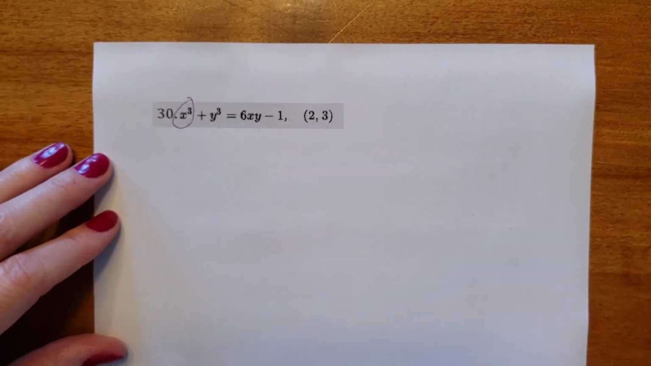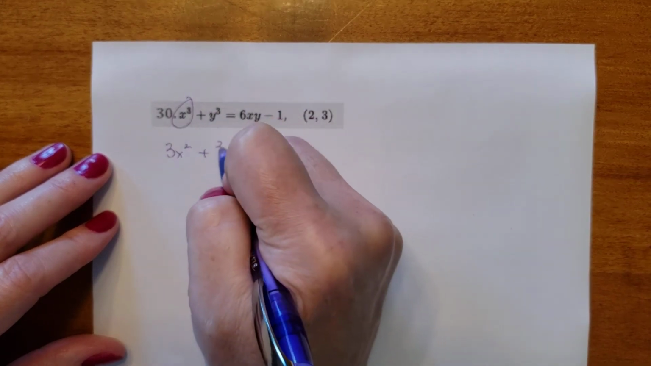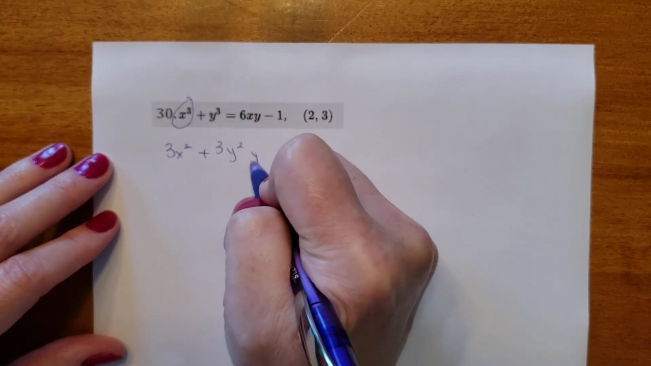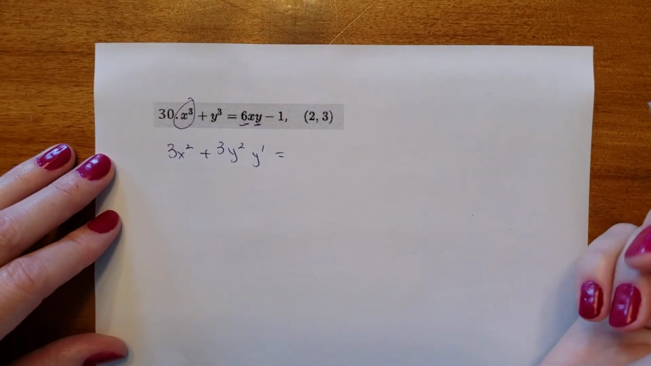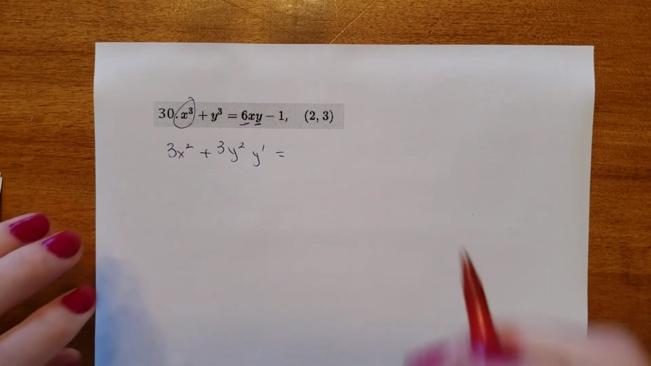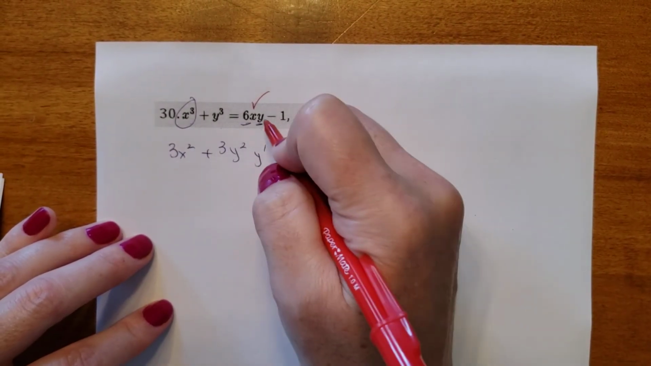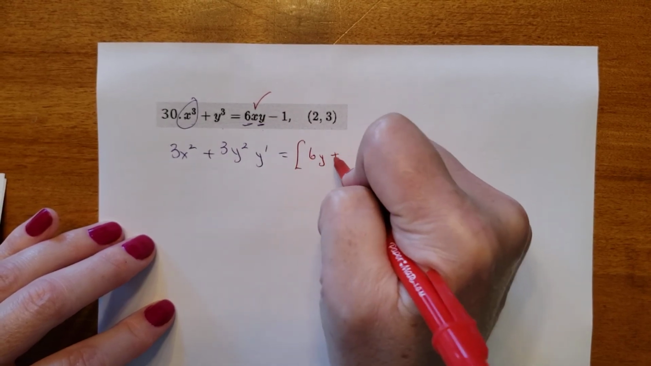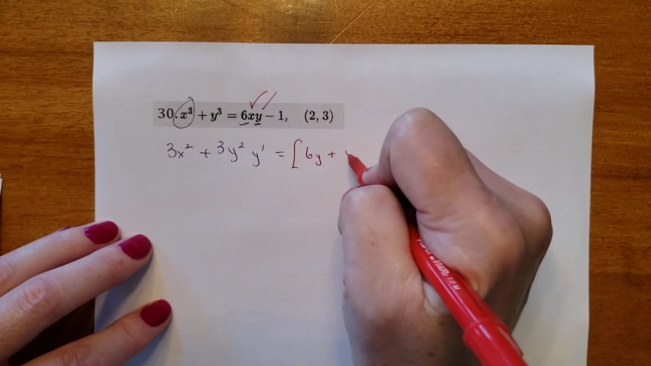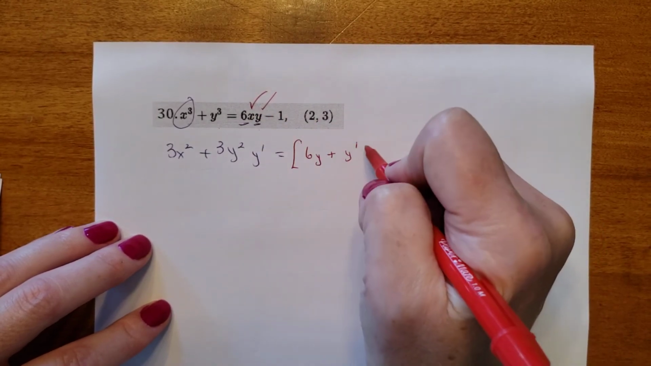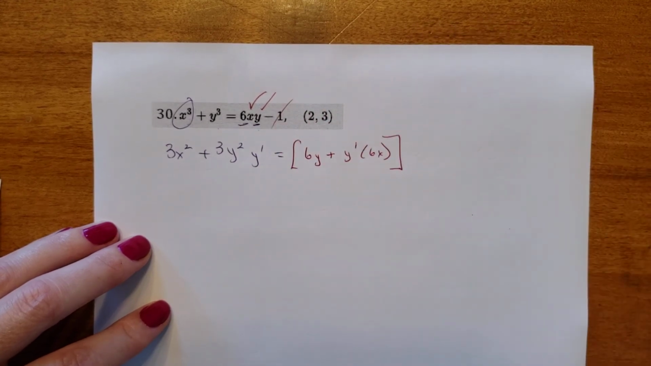So the derivative of x to the third, 3x squared. The derivative of y to the third is 3y squared, y prime. And then you got a little bit of a product rule going here, so we're going to have to do that. I'll do that in red for fun. So the derivative of 6x is 6 times the second term y, and then plus the derivative of the second one would be y prime times the first, which was 6x. And then the derivative of minus 1, gone.